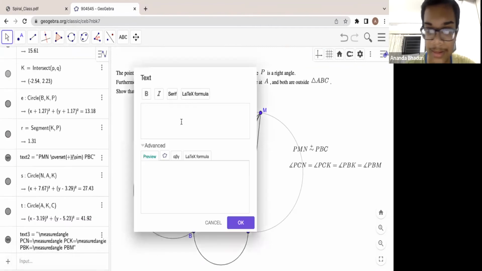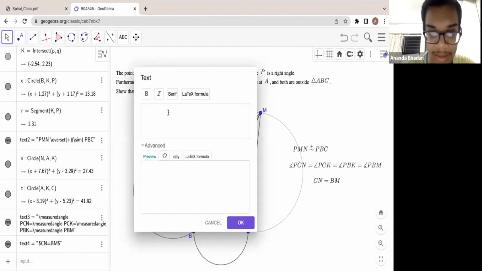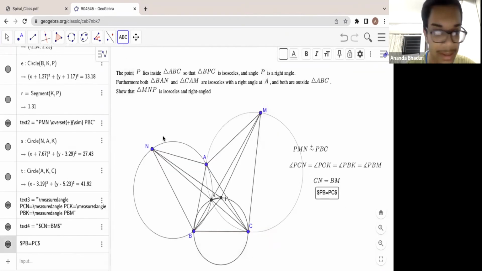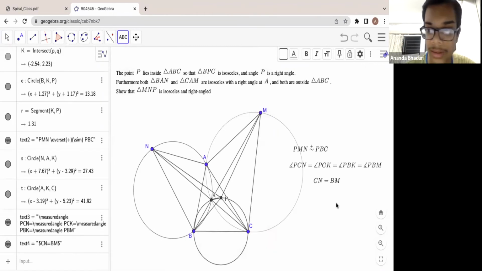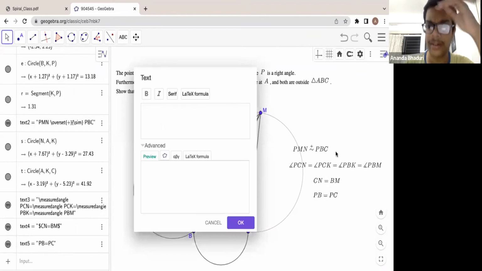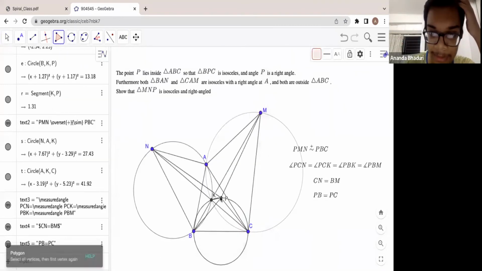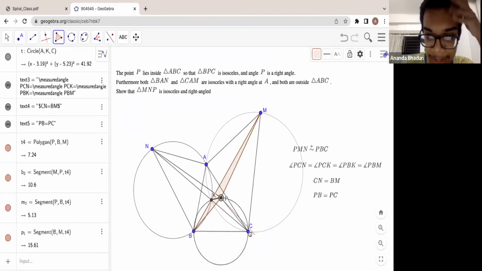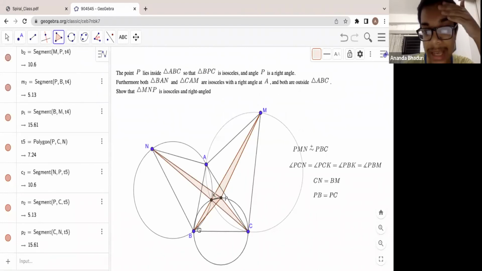Okay. So these two triangles are similar. Spiral similarities come in pairs. So if P takes BM to CN, it also takes BC to MN. Right? So that finishes. So what did we use in this problem?